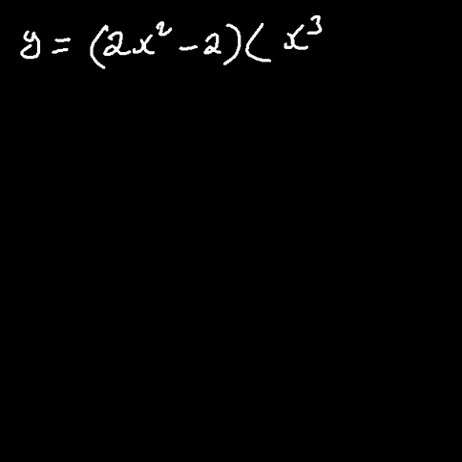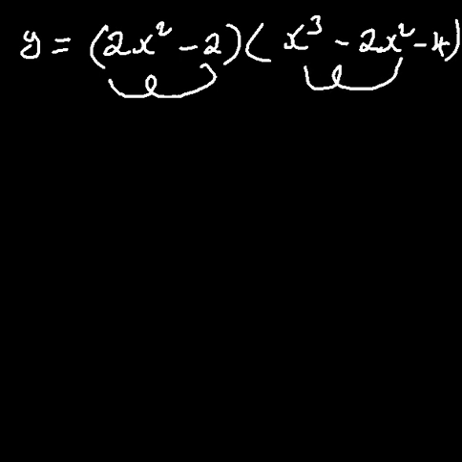Now, how about if we have the function y is equal to 2x squared minus 2, times x to the power 3 minus 2x squared minus 4. So how should you find the derivative of this function? As you can see, the function is composed of 2 segments, this is the first segment and this is the second segment.